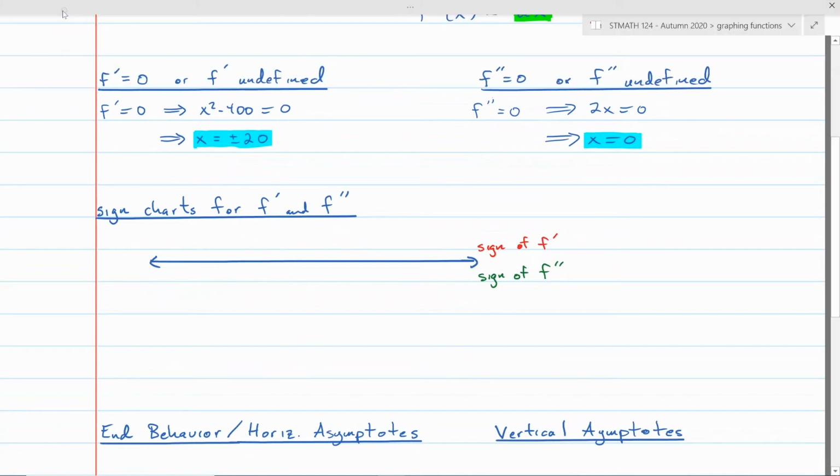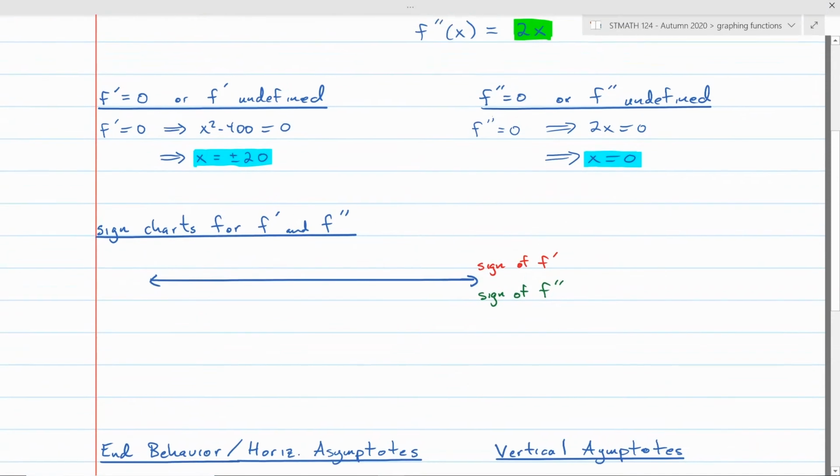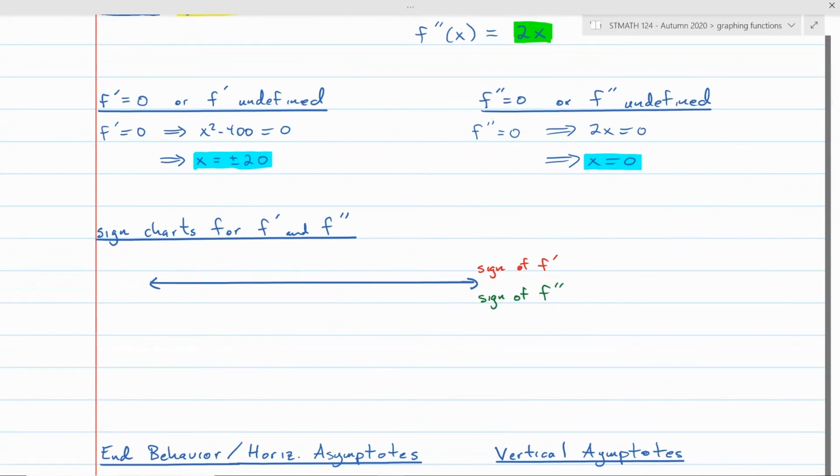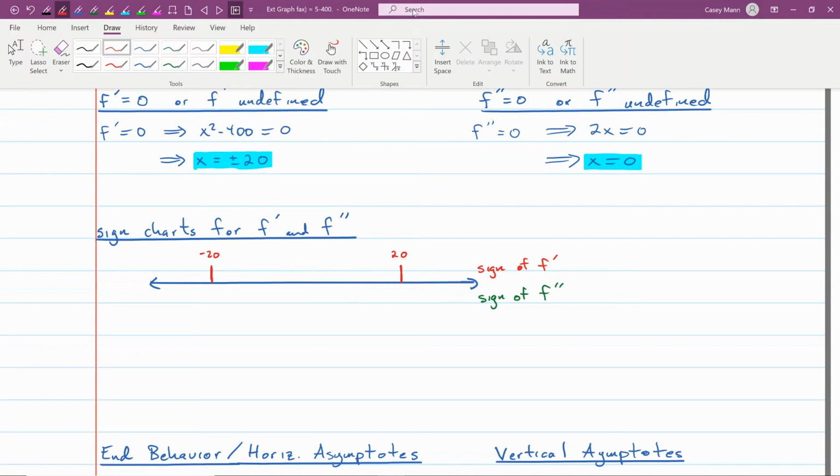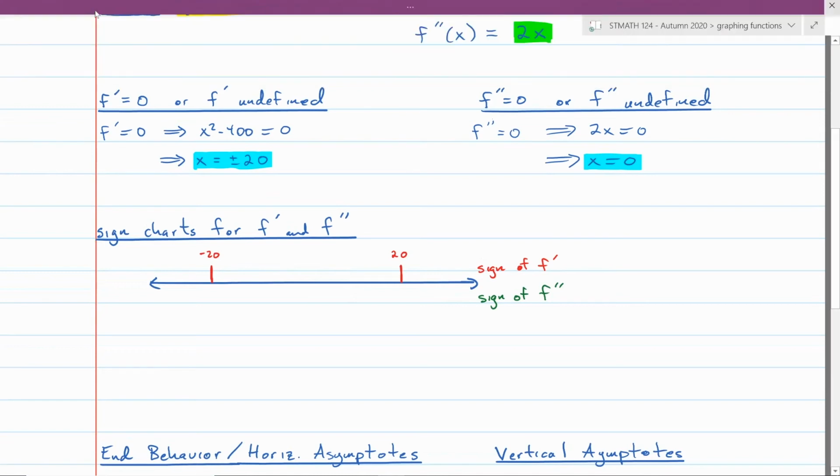Try to be neat. Okay, let me put the places where f prime was equal to 0 on this number line. Let's say here and here. So that's negative 20 and positive 20. And let's put the places where f double prime was equal to 0 on this number line. That only happened at x equals 0, so let me put that right about there.